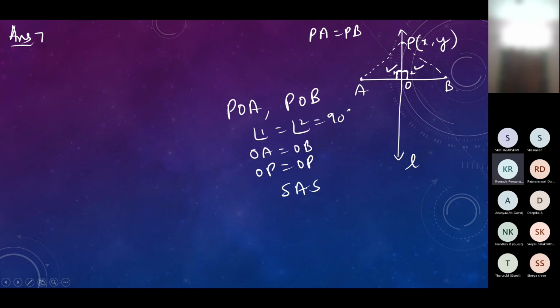P will be equidistant from A and B. In 10th standard language, P is equidistant from A and B. Or in the language of coordinate geometry, P is equidistant from A and B. In other words, any point lying on the perpendicular bisector is equidistant from the ends of the line segment. That is the result. Okay, now let me write that.